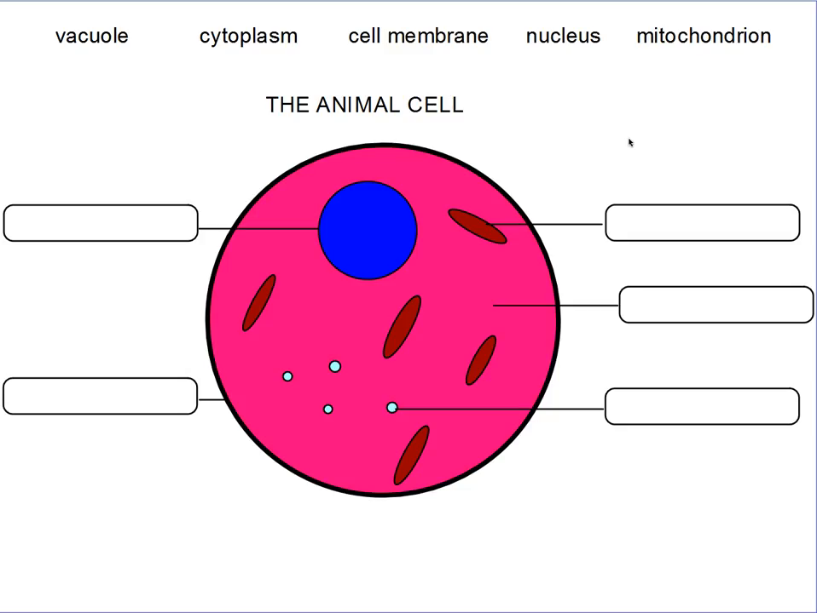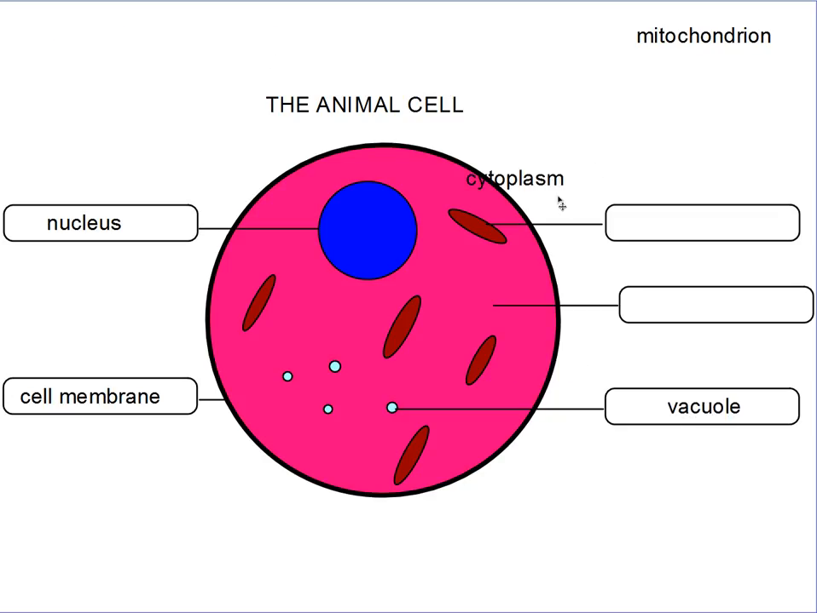Okay, welcome back. Let's see our answers. Now the first one is the nucleus, the brain of the cell. The second one is the cell membrane, the outermost structure. We have the vacuole for storage. We also have the cytoplasm, fluid filled or gel-like substance that fills the cell. And then we have the mitochondrion, the sausage shaped structure inside the cell, the site where energy is released.